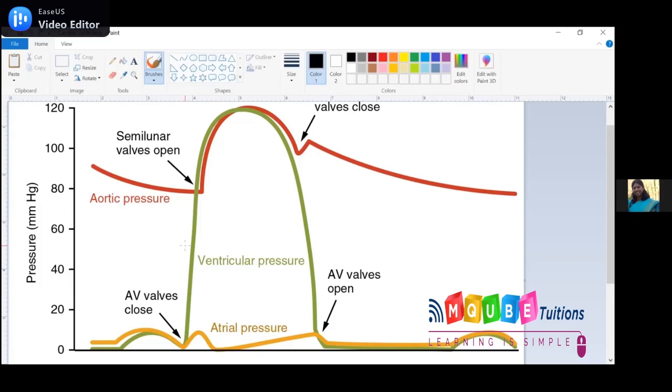Okay. And then there is actually a third sound which generally we don't consider. We always consider this lub and dub and the time between them, how many seconds it takes, and what is the pressure your heart puts in pushing the blood into the aorta. Is it clear? So this is the one cardiac cycle.